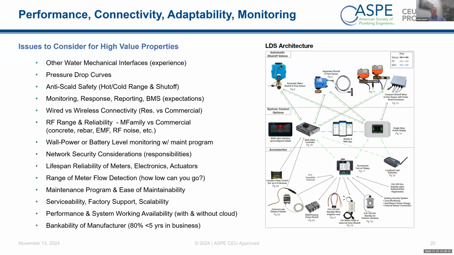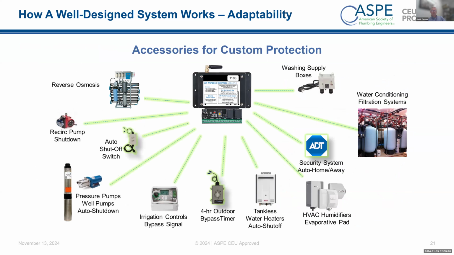Monitoring response, BMS, big issue, wired, wireless systems, RF range, wall power, battery power, maintenance issues there, lifespan of the meters, range of the meter, flow detection, talked about that with the strap-on ultrasonics, maintenance program, serviceability, performance, and then bankability of the manufacturer. Are they going to be around 5 years, 10 years when the system needs to be added onto or upgraded, repaired? How good is your architecture before it expires? And from an accessory standpoint, how do we interface with water conditioning? How do we interface with RO systems that run almost all the time? How do you deal with recirc pumps, pressure pumps, well pumps, irrigation controls, tankless water heaters?